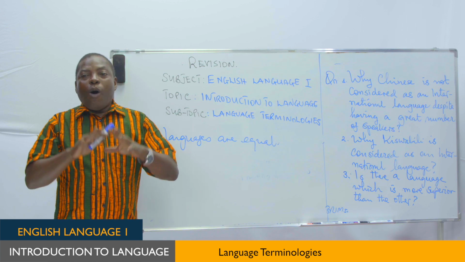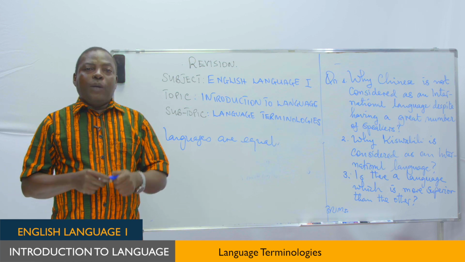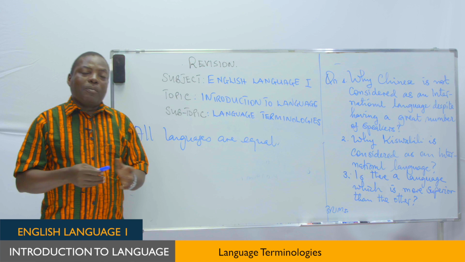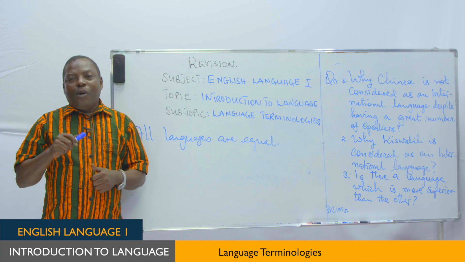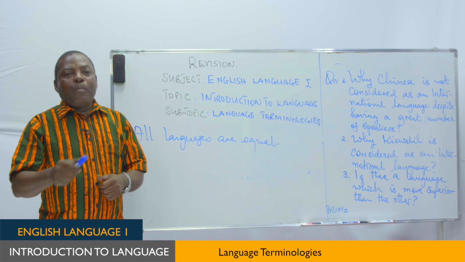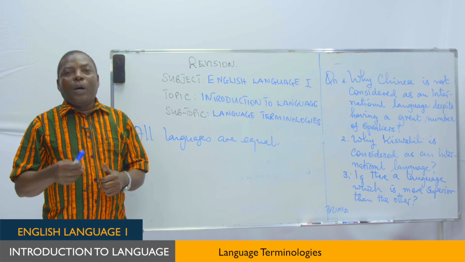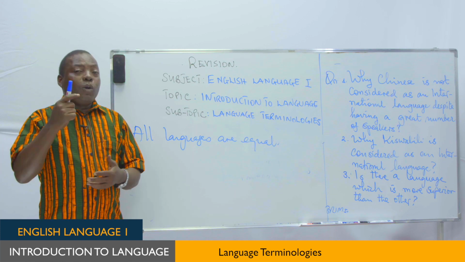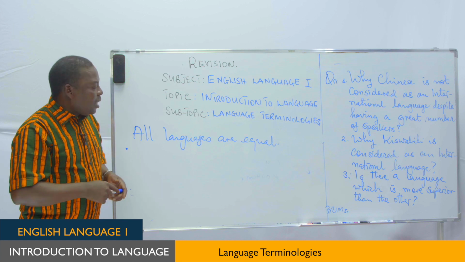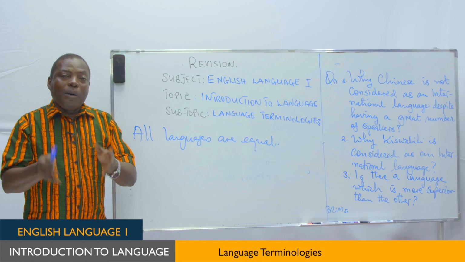Since we all have the same organs, and we all have been created by the same Father, we say God created man and he gave him language to help him or her in communicating. So that could be the first reason why we are saying all languages are equal, because all languages are spoken by human beings.